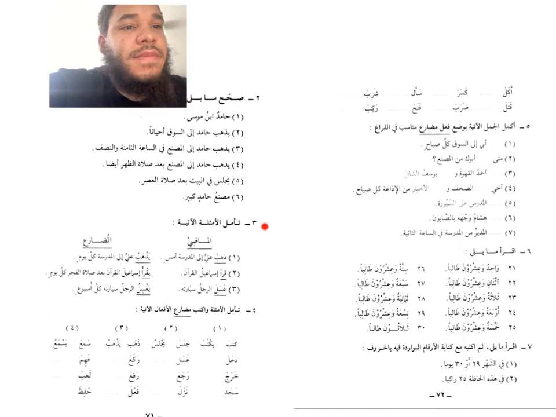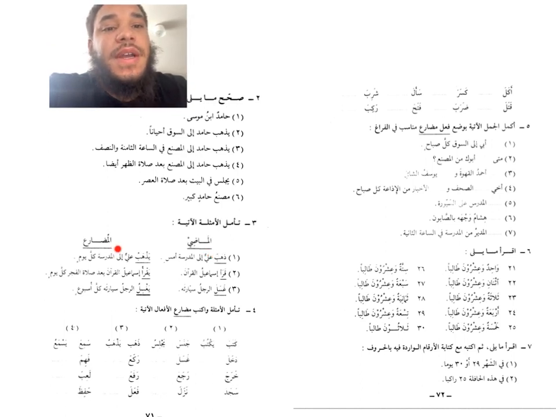And here it says, تأمل الأمثلة الآتية. Ponder over the following examples. Now this is to highlight for you the difference between the past tense verb, الماضي, and the present tense verb, المضارع. So as you can see, ذهب علي إلى المدرسة أمس. Ali went to school yesterday.